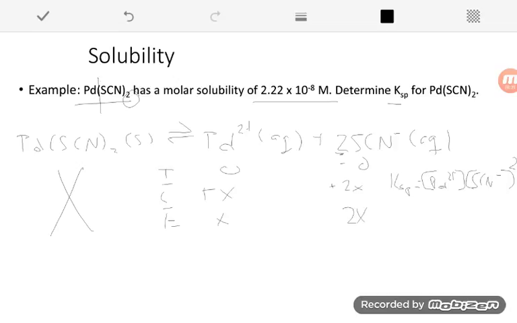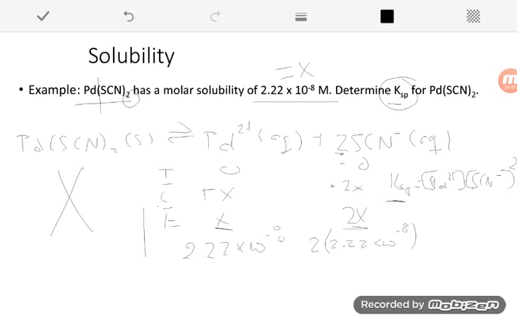And now I'm going to think about what pieces I have and what pieces I don't. So I want to find Ksp in this case. What I'm given is the molar solubility, and we saw from our last problem that the molar solubility is essentially equal to x. So what I can do is say, oh, I have x, right? X here is equal to 2.22 times 10 to the negative 8. And here it's going to be twice that much, 2 times 2.22 times 10 to the negative 8.